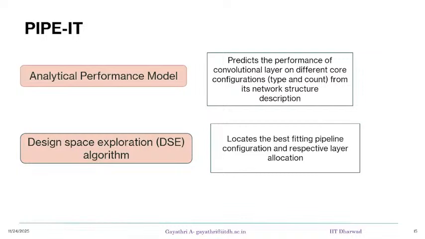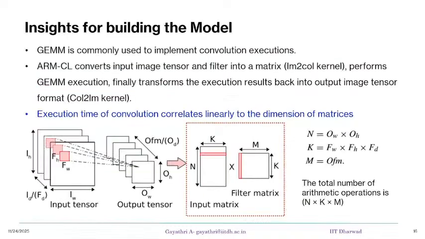based on the characteristics of your application, to appropriately find out the optimal split: whether you want to split it into 3 stages or 4 stages, and so on. So basically, how did we do this? What was the insight for building this model?